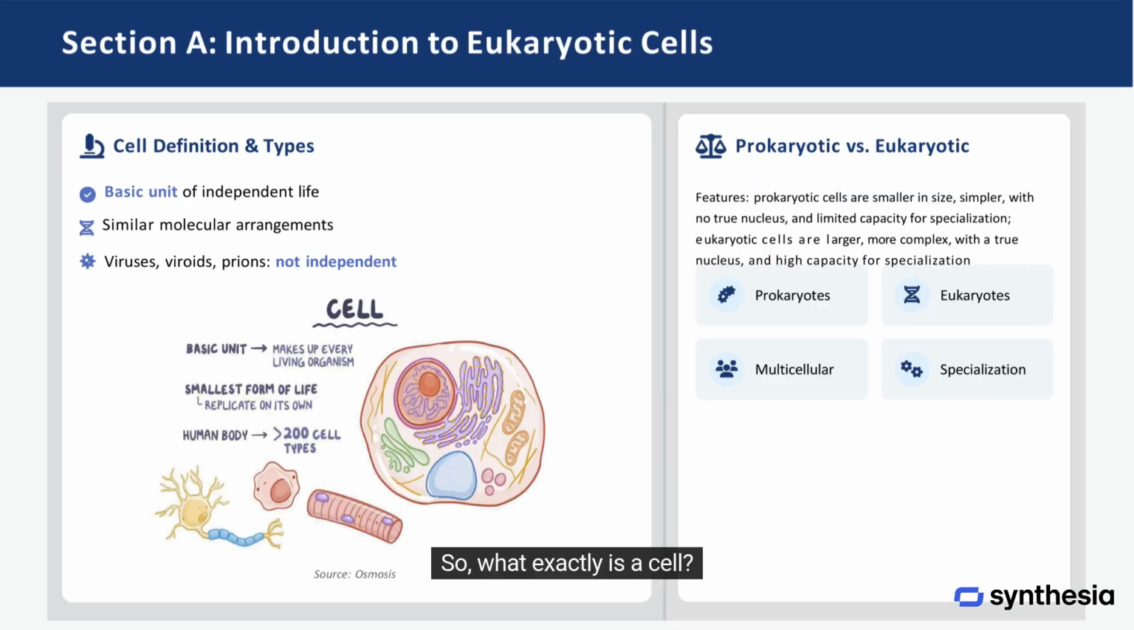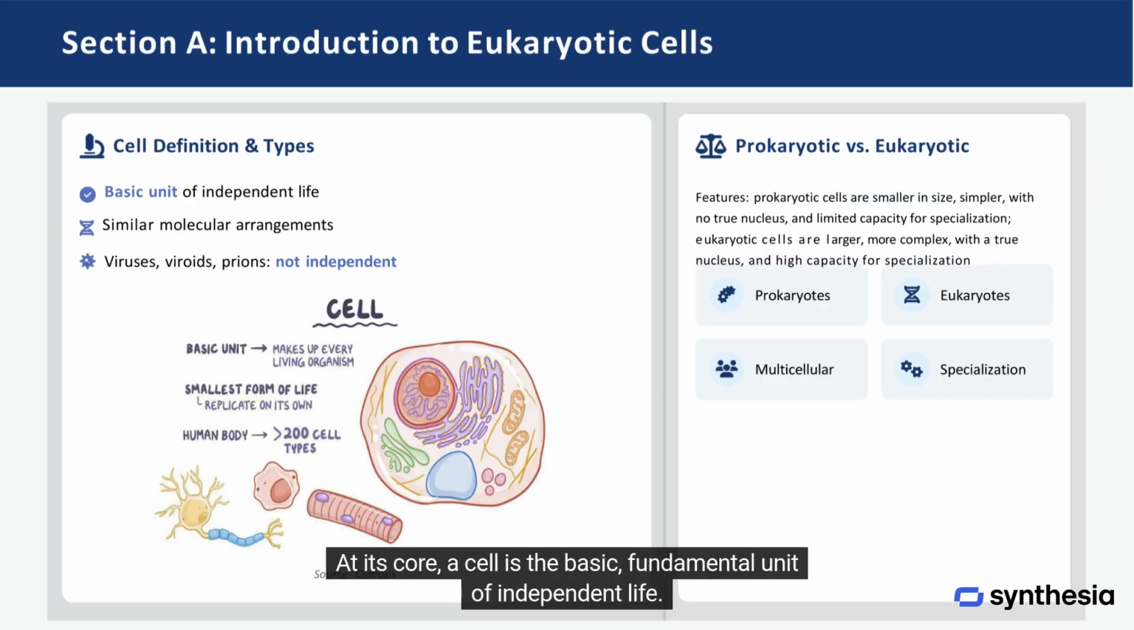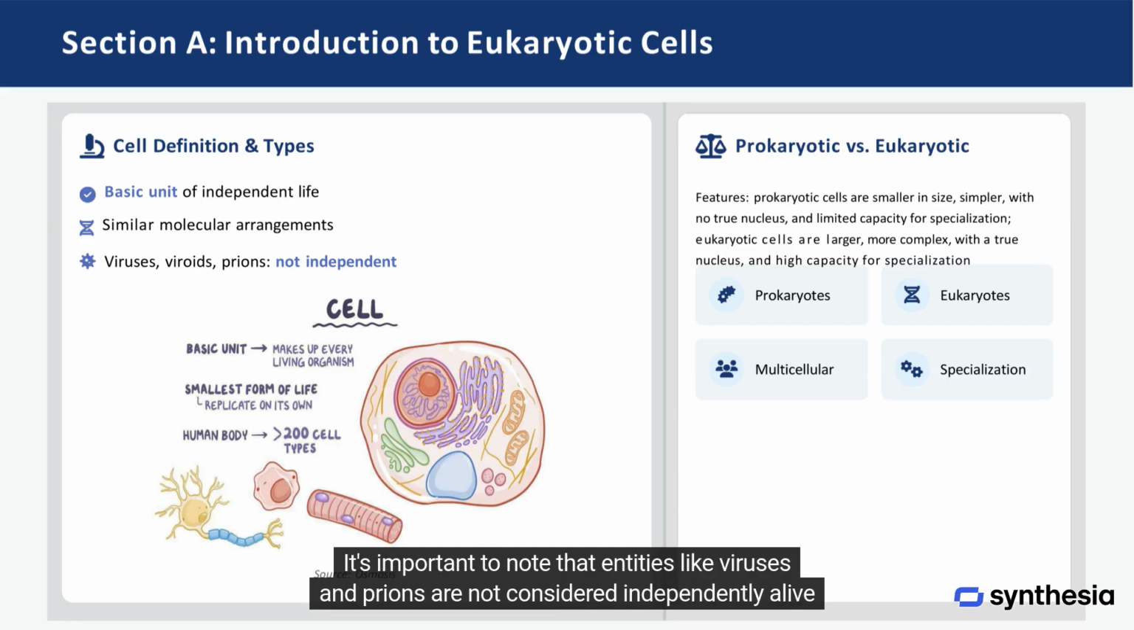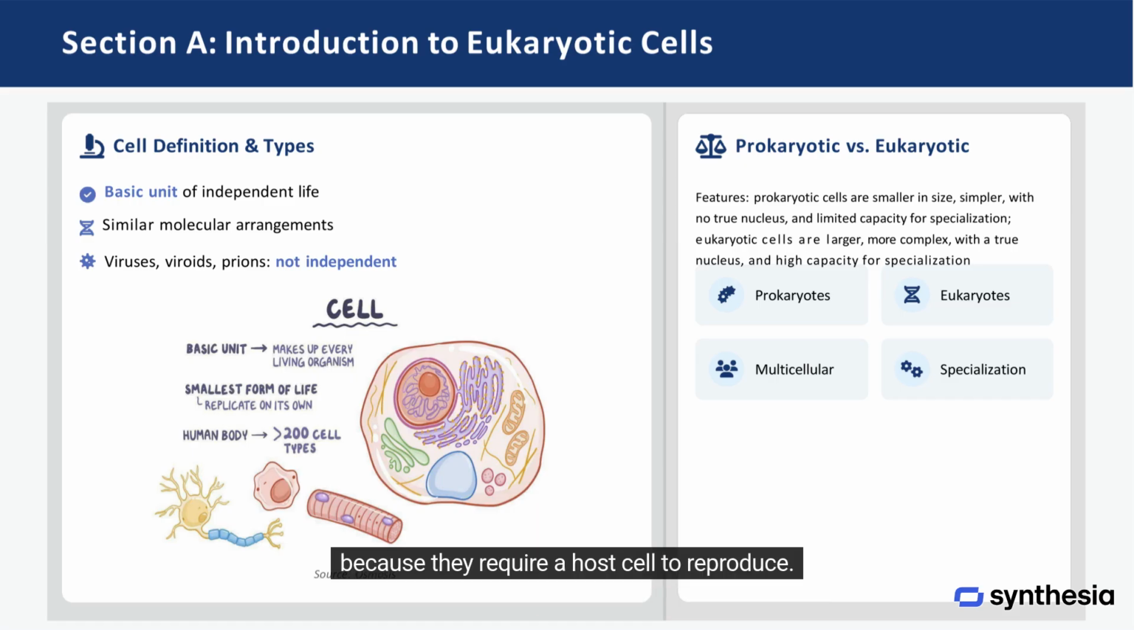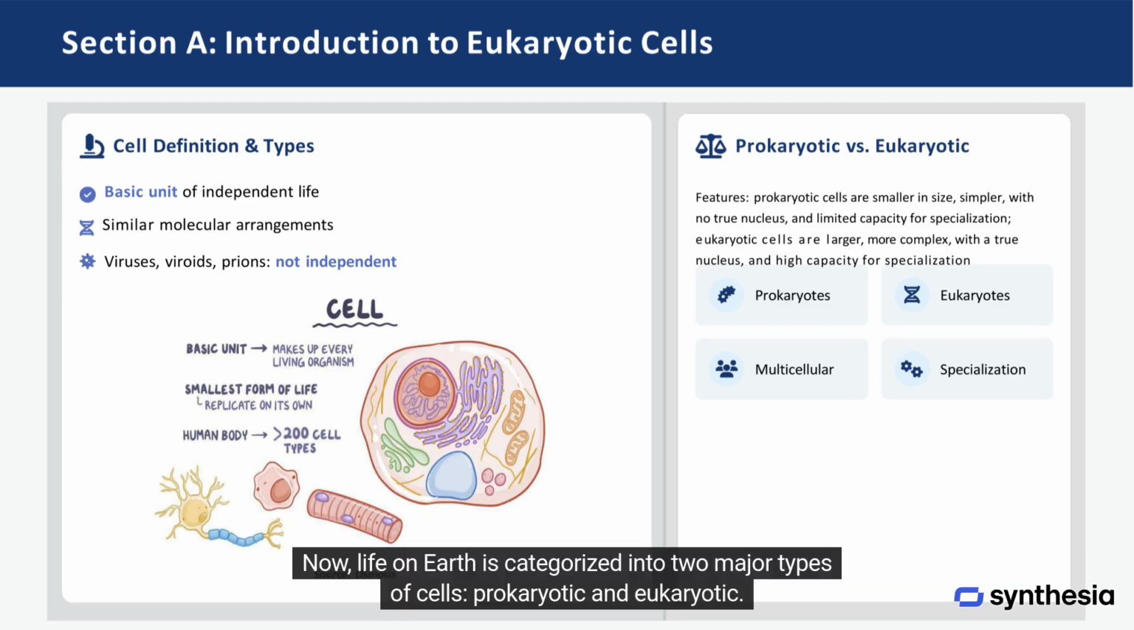So what exactly is a cell? At its core, a cell is the basic, fundamental unit of independent life. It's the smallest entity that can replicate on its own. It's important to note that entities like viruses and prions are not considered independently alive because they require a host cell to reproduce. Now, life on Earth is categorized into two major types of cells, prokaryotic and eukaryotic.